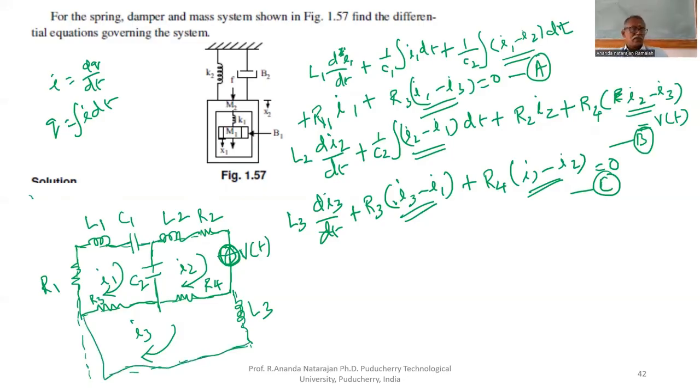That's all. This is the electrical analogous of the given mechanical system: the force voltage analogy. Do the force current analogy yourself. Assignment number, question 1 is to find the current analogy.